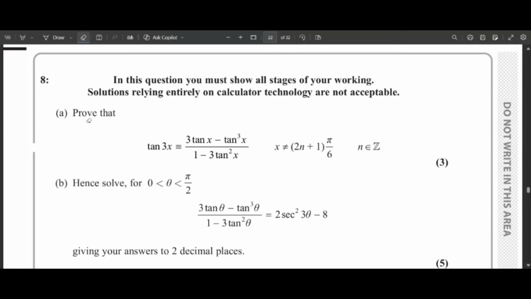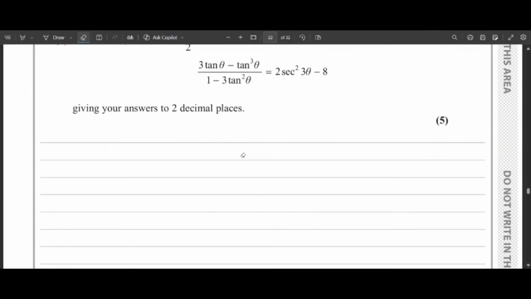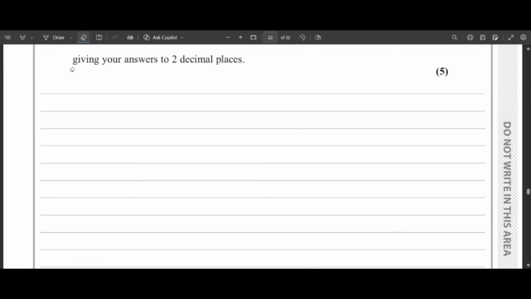Here we have to prove, for part A, that tan 3x is equal to 3 tan x minus tan cube x divided by 1 minus 3 tan square x. So we can just start solving this. Now to derive this expression, we have to write down tan 3x as 2x plus x. Writing this will allow us to expand tan 2x plus x using the addition formula for tan.